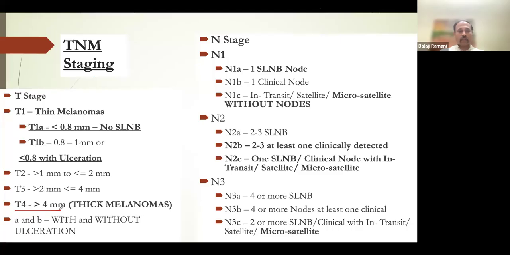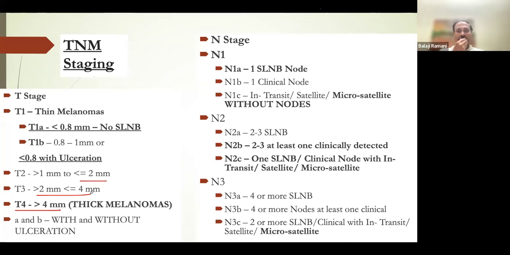You have 1 to less than 2, 2 to less than 4. These will be T2 and T3. So T2, T3, T4 is very clear. So anything basically between 1 to 2, 2 to 4, and then more than 4. That is going to be your T2, T3, and your T4. So T4 is your thick melanoma. T2 and T3 are your intermediate thickness melanomas.